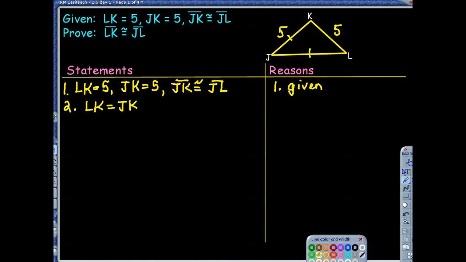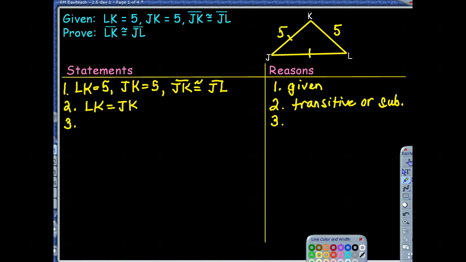You said you could use transitive because remember, transitive is one of those properties that works with equality as well as congruence. Since LK and JK both equal the same thing, we can set them equal to each other. I could have also said substitution, because if one equals 5, I could put that in place of the 5 in the other one. And then if I know that they are equal, I also know that they're congruent.